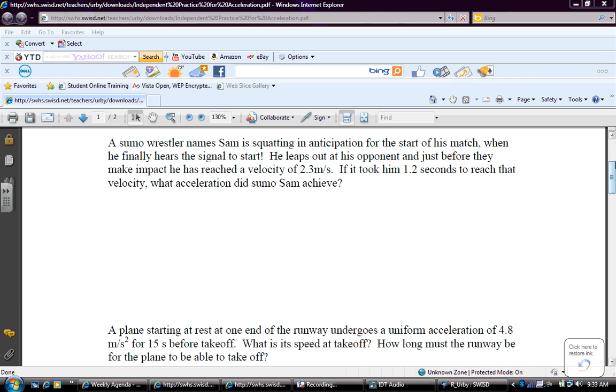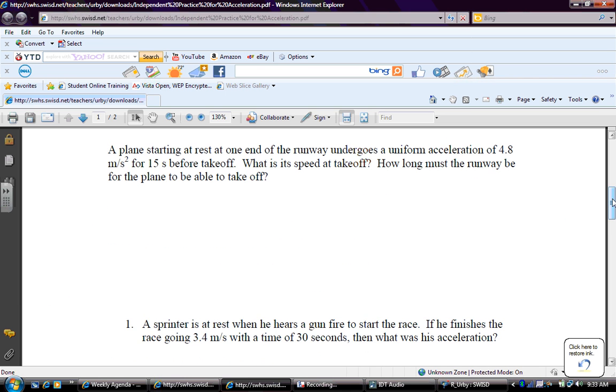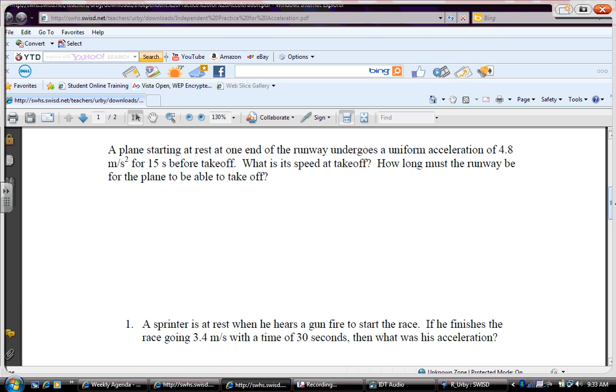Alright, let's go ahead and look at the second problem on here. For this second problem, it says a plane starts at rest. Okay, so that's a key right there. It's starting at rest, which means it's not moving, so zero velocity. So this is going to be our initial velocity right there. It says that it undergoes an acceleration of 4.8 meters per second squared. So this 4.8 will be our acceleration. And then it says it does that for 15 seconds. So that's going to be our time.